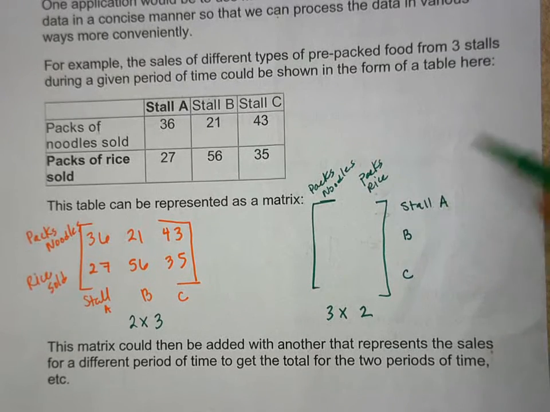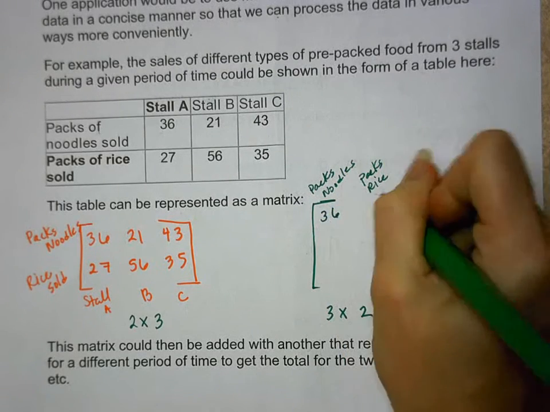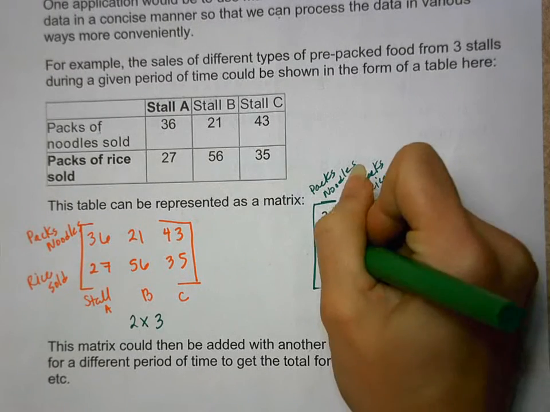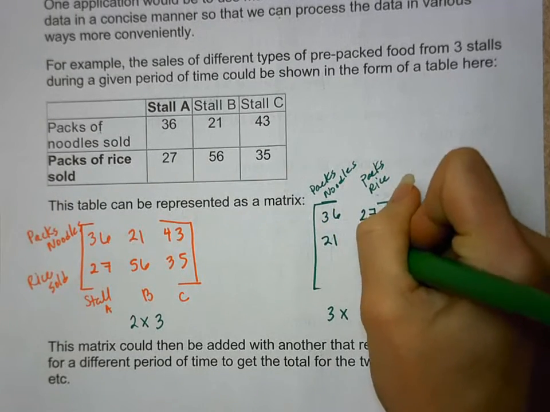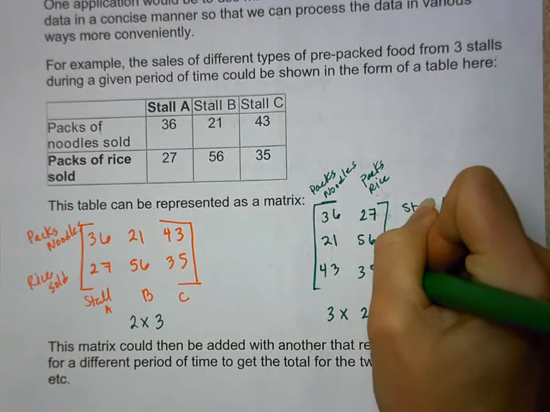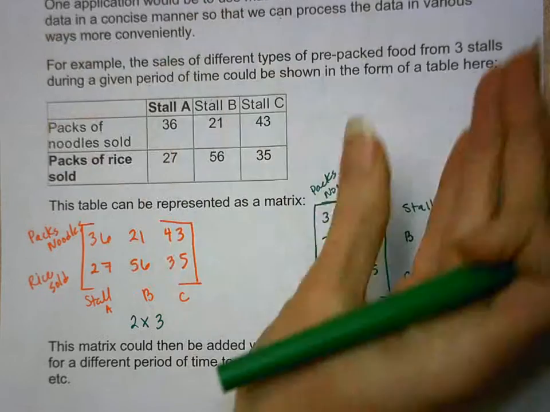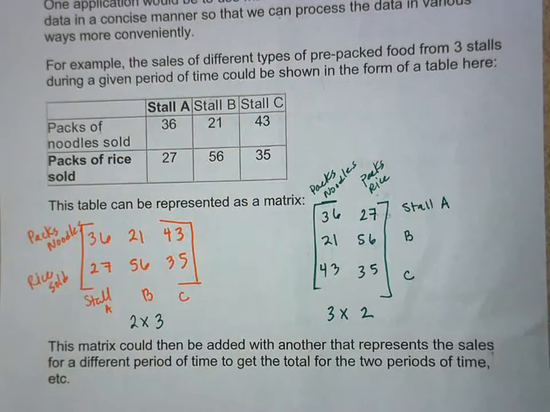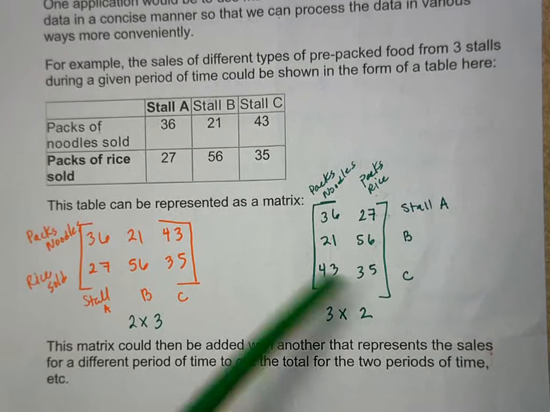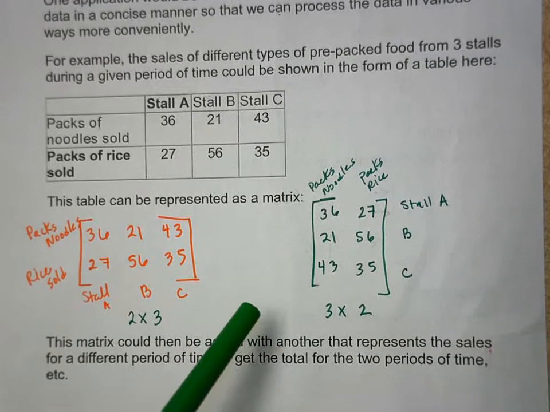So in stall A, packs of noodles would be 36, rice sold would be 27. B, noodles would be 21, rice would be 56. C would be 43 and 35. Essentially, we've taken this matrix and just kind of flipped it around. So there's different ways you can organize the information.